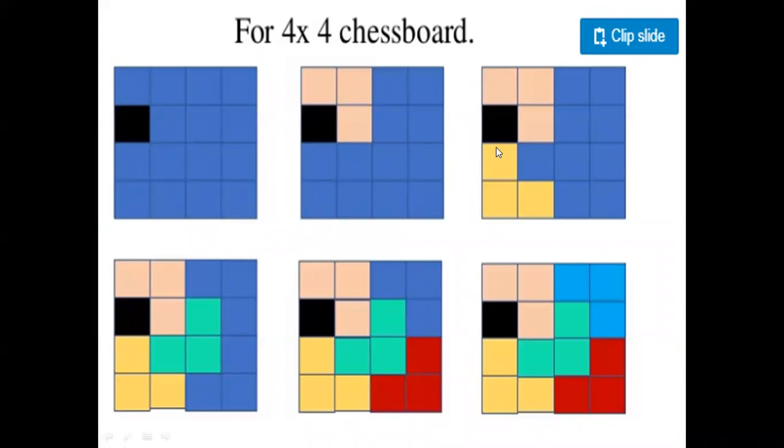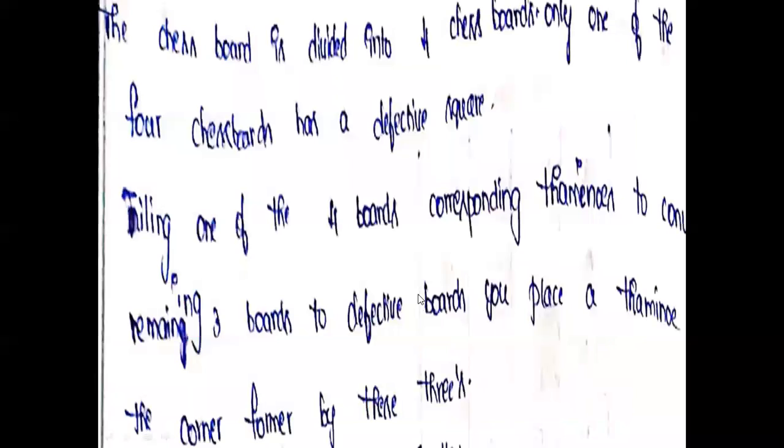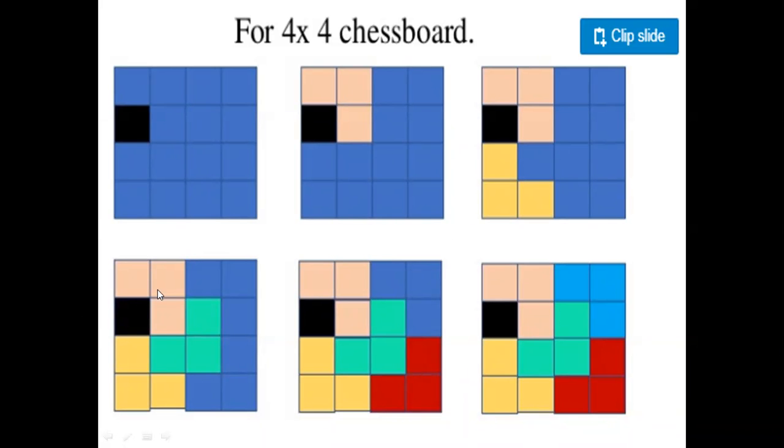All the squares are covered with triominoes except the defective square. Every 2 by 2 square has three non-defective squares; here we are using light green color. Suppose the first has the defective square, and in the second, third and fourth there is no defective square, but in every square we consider one defective square. The non-defective squares are covered with one triomino.